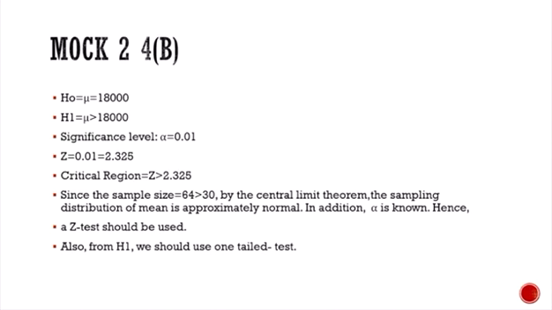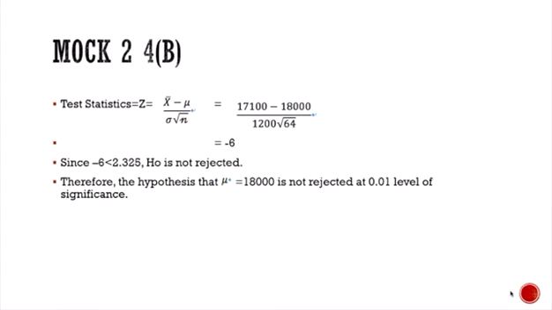And since the sample size is 64, which is larger than 30, by the central limit theorem, the sampling distribution of the mean is approximately normal. In addition, sigma is known. Therefore, a z-test can be used, and from H1 we should use the one-tailed test. By using the formula, we get the answer of -6, and -6 is smaller than the critical region, which is 2.325. Therefore, H0 is not rejected. We can conclude that the hypothesis that mu is equal to 80,000 is not rejected at the 0.01 level of significance.